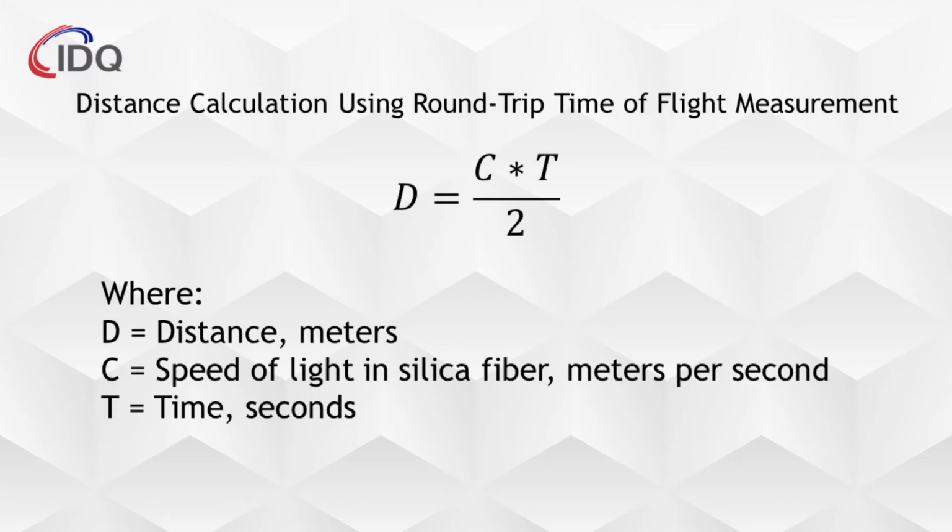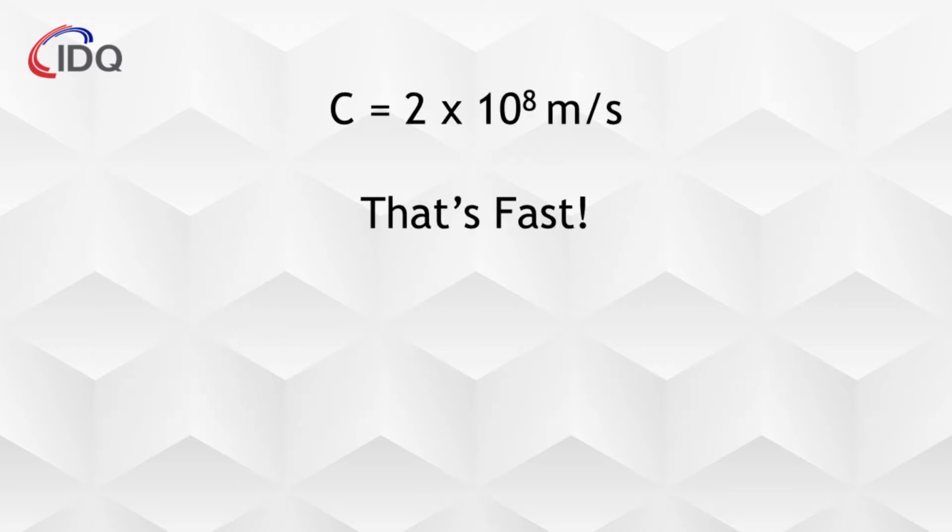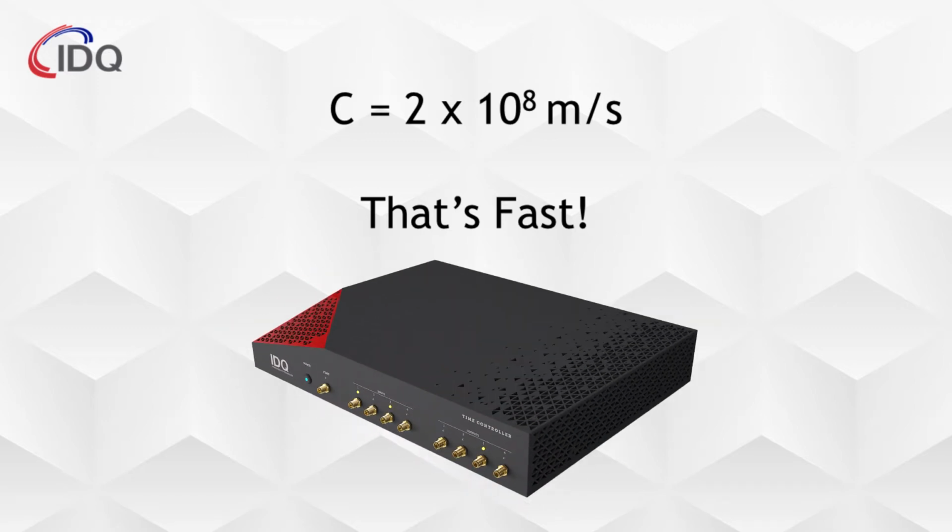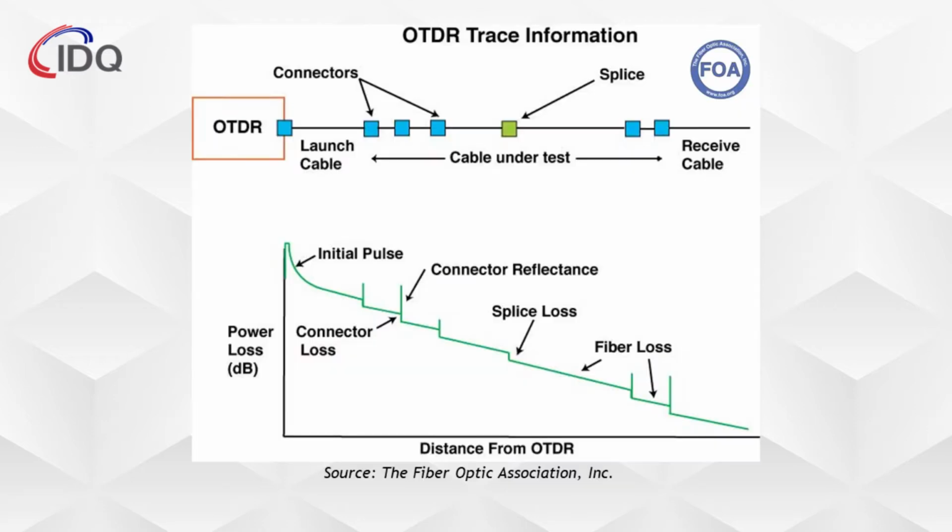By measuring the time needed for photons to bounce off the imperfections and return to a detector, it becomes possible to calculate their locations knowing the speed of light in silica glass. Of course, because light travels at roughly 200 million meters per second within optical fiber, incredibly accurate timing electronics are needed to resolve distances on a useful scale.